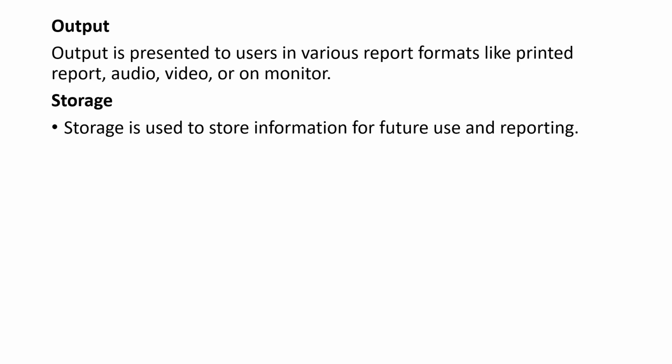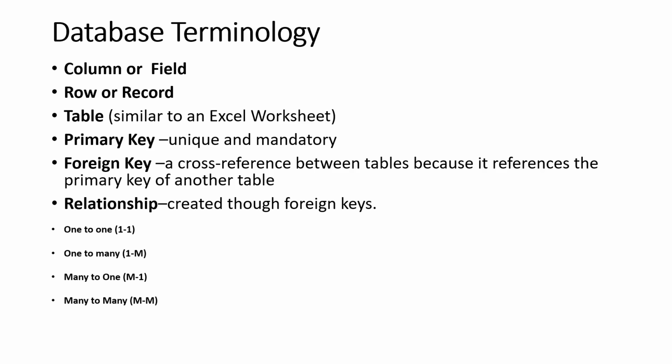Storage. Storage is used to store information for future use and reporting. Database terminology. Column or field. Row or record. Table. Primary key. It is a unique and mandatory key in a database table. Foreign key. A cross-reference between tables because it references the primary key of another table.